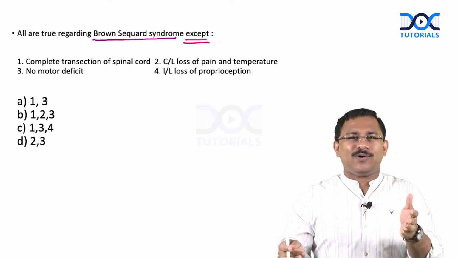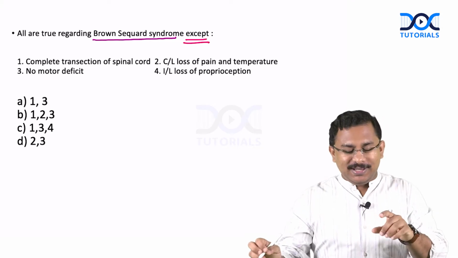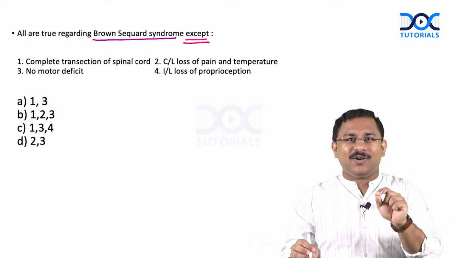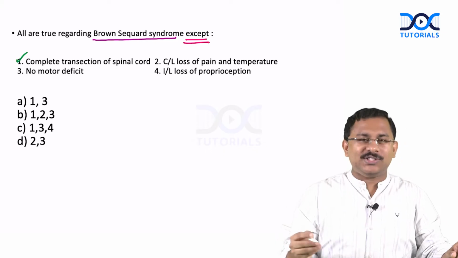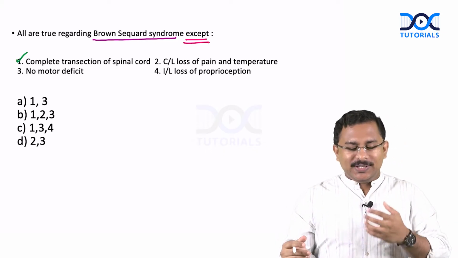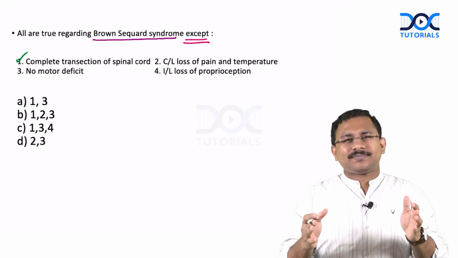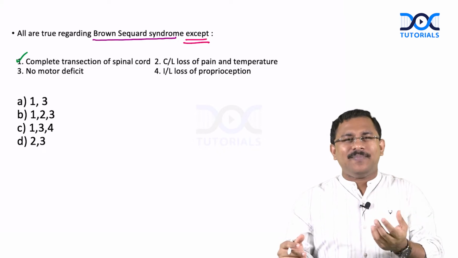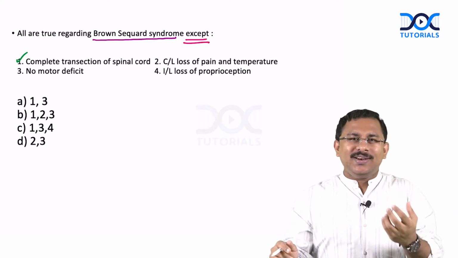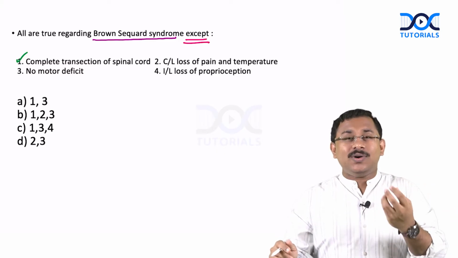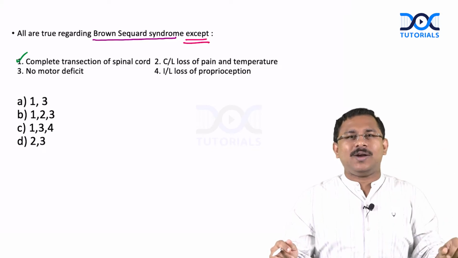See, whenever you have Brown-Sequard syndrome, this is a hemisection of the spinal cord. So the first option, complete transection of spinal cord, is wrong. You are asked to choose all except, so this is going to be one of the options you pick. It is not complete transection, it is a hemisection of the spinal cord. And this occurs with conditions like trauma. Previously it was thought trauma is one of the most common causes, but in routine practice we commonly encounter this more with extramedullary tumor compression than with trauma, this Brown-Sequard pattern.